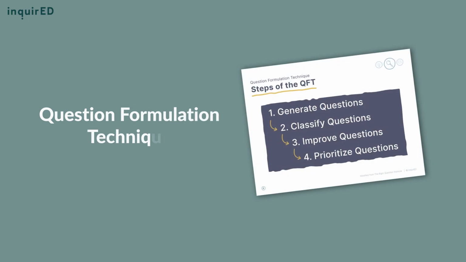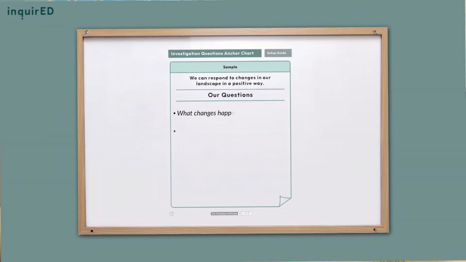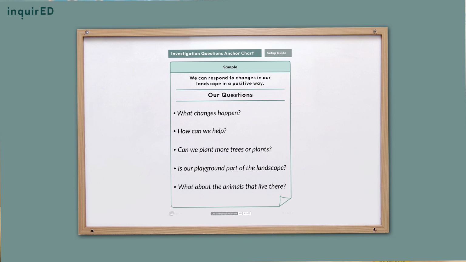In the next lesson of the launch, students use the question formulation technique to create their own questions to explore. These questions get recorded on an anchor chart, so they can be revisited and revised throughout an inquiry. Remember, at the beginning, students might not have many questions yet since they are just getting started with their exploration.